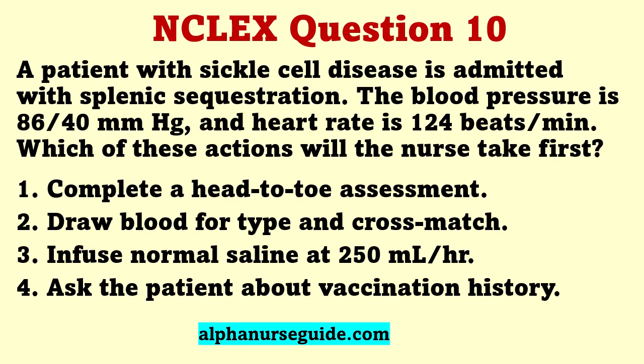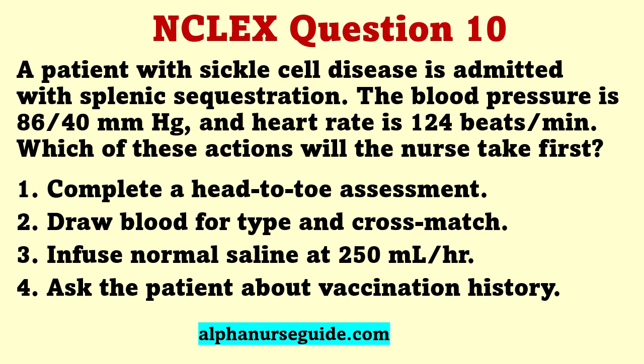A patient with sickle cell disease is admitted with splenic sequestration. The blood pressure is 86/40 and heart rate is 124 beats per minute. Which of these actions will the nurse take first? 1. Complete a head-to-toe assessment. 2. Draw blood for type and cross-match. 3. Infuse normal saline at 250 mL per hour. 4. Ask the patient about vaccination history.